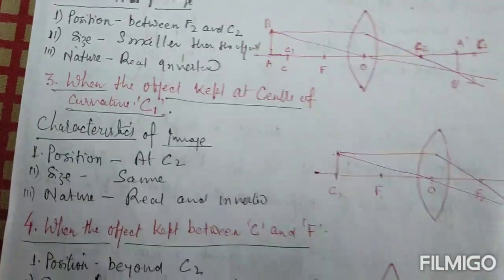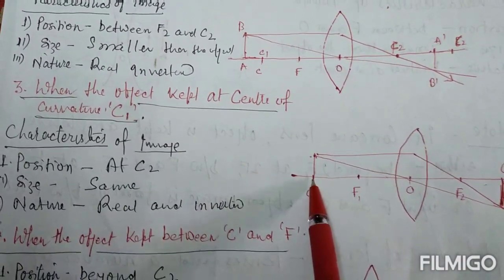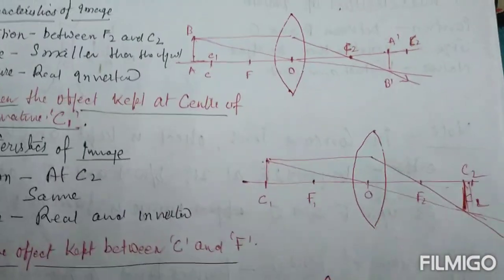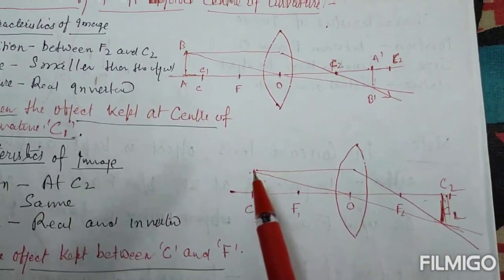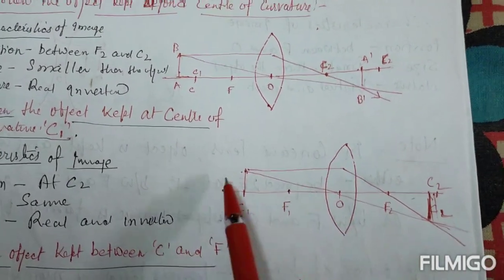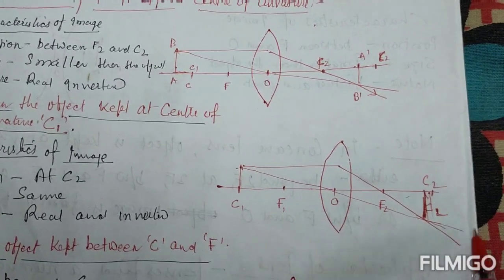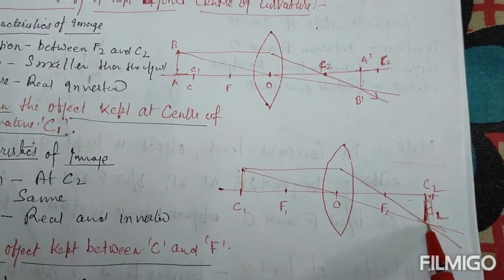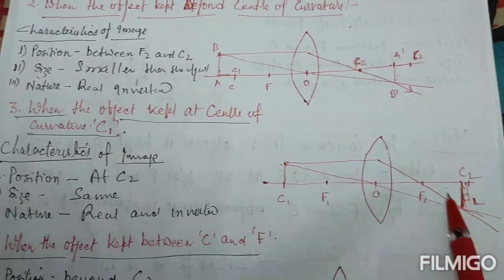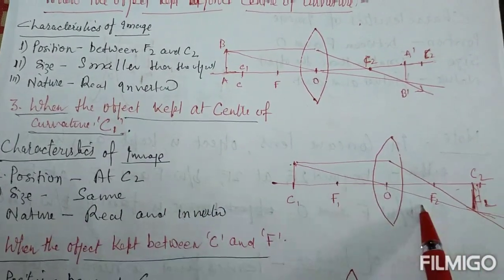Now when the object is kept at the center of curvature, this is the center of curvature, object kept at the center of curvature. We will use 2 rules out of 3. The rays coming parallel to the principal axis refract and pass through the focus. The rays passing through the optical center will pass undeviated. So this is the place of intersection. Means position at C2, size same as the object, and nature real and inverted.